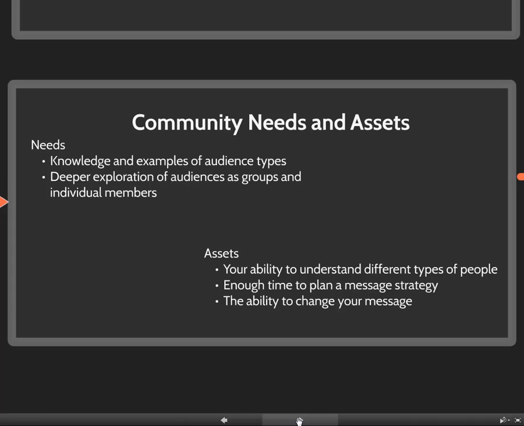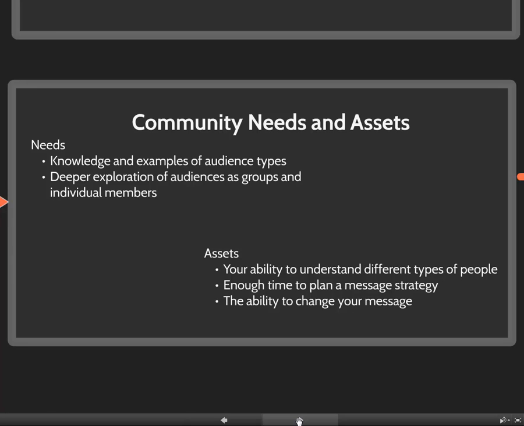To get over this fear of a hostile audience, we need to go with what we have and what we need to know. We start with our assets. We have the ability to understand different kinds of people. Your education has hopefully helped you learn that people are different from you and how to understand them and how to think like they think. If you have enough time to plan a message strategy and you know your audience is likely to be hostile in advance, that can help. And if you're able to adapt or change your message.